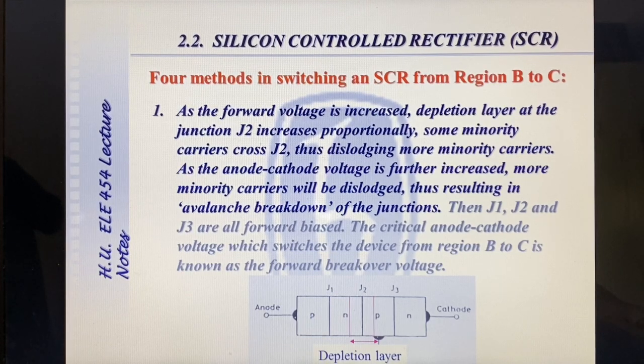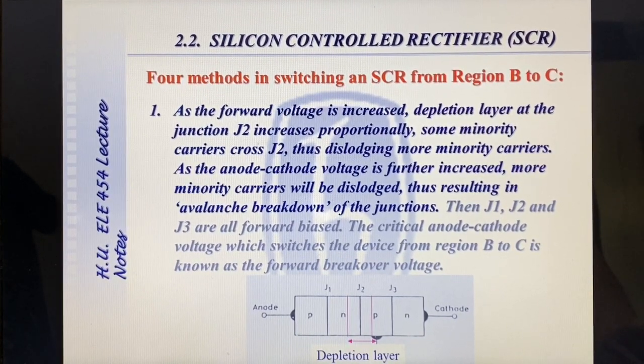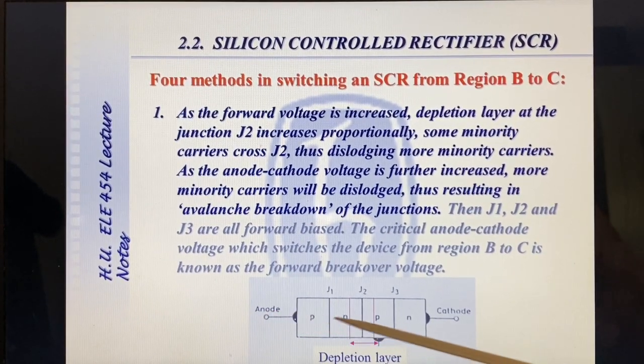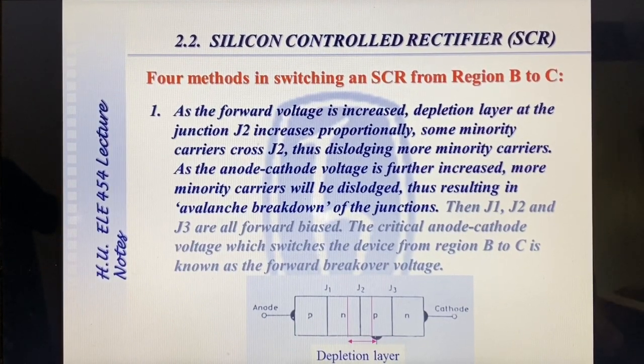Then junctions J1, J2 and J3 become all forward biased. This is the critical anode cathode voltage which switches the device from region B to C, known as forward breakover voltage. So if the voltage exceeds a certain limit, even without gate excitation, you will have forward conduction initiated. But this is not a desirable way of turning on a silicon controlled rectifier. It damages the device in the long term.